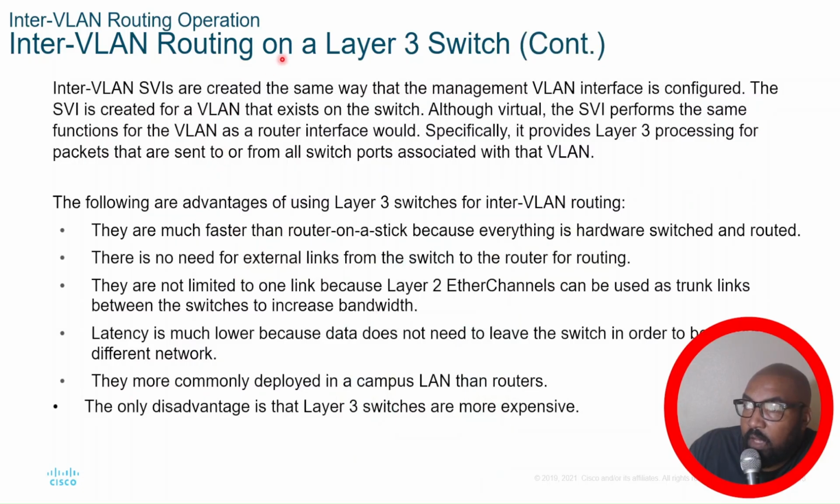All right, so inter-VLAN routing continued. Inter-VLAN SVIs are created the same way that a management VLAN switch is configured. So the way you configure those switch ports, they're all the same: switchport mode access, all that good stuff, right? The SVIs are created for VLANs that exist on the switch. Although virtual, the SVIs perform the same functions for the VLANs as a router interface would. Especially, it provides layer 3 processing for the packets that are sent to and from all switch ports associated with the VLAN. So they do a lot of layer 3.